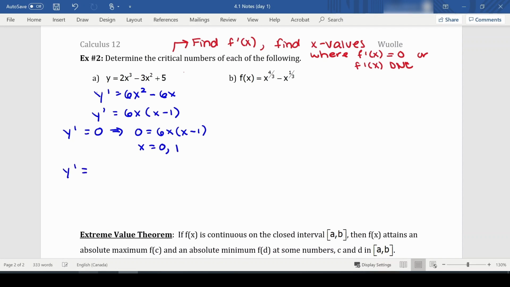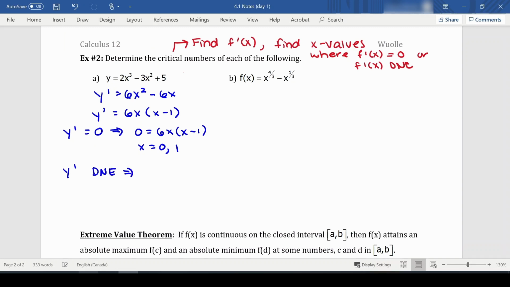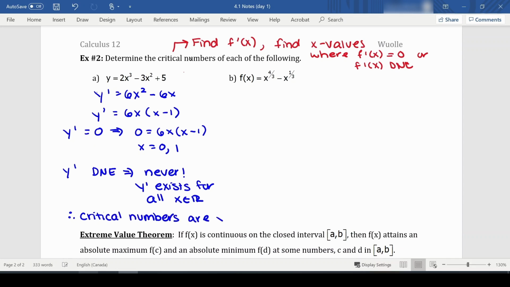And then if we look for where y prime does not exist, this would never happen. Y prime exists for all real numbers. So this means my critical numbers are x equals 0 and 1.